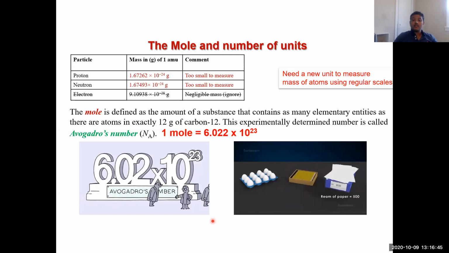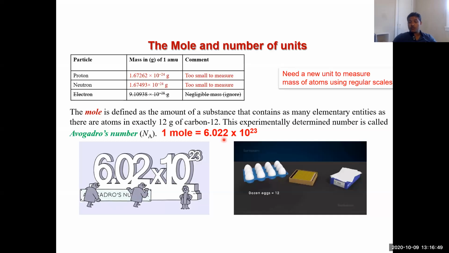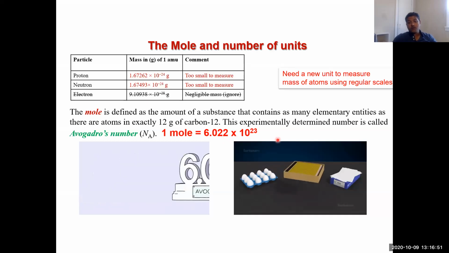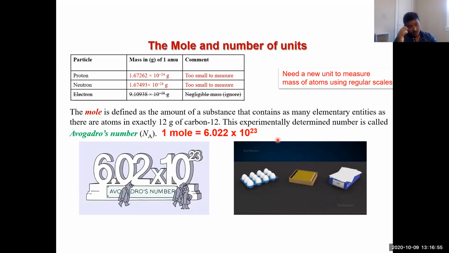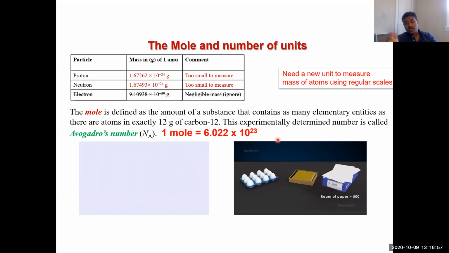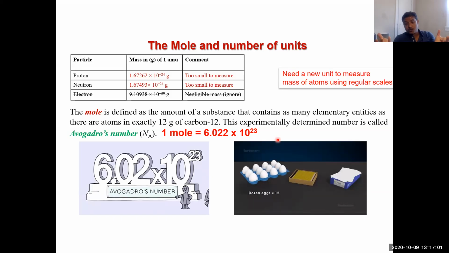Because it is an equality now, 1 mole is equal to 6.022 times 10 to the power of 23. You can use that in conversion factors to convert one unit into another, because you have a standard definition now of what 1 mole should contain.